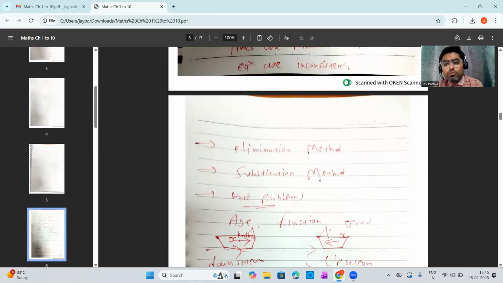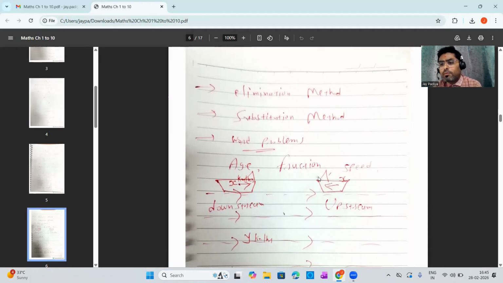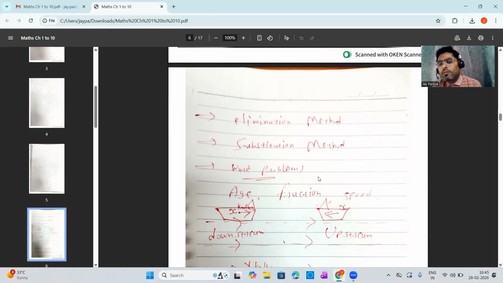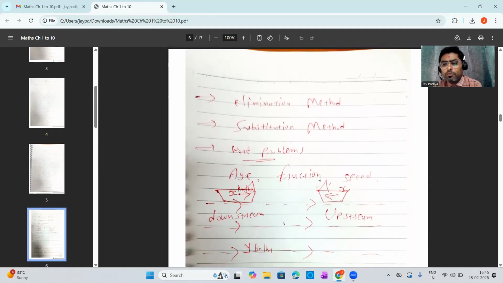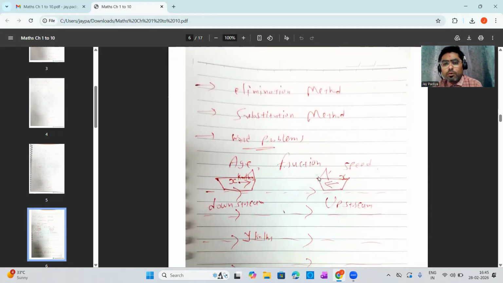Okay, so for Gujarat board you have only two methods: elimination method and substitution method. Okay, so guys, please practice at least five questions each for the elimination method as well as the substitution method from the textbook, and whichever kind of word problems you have. The cross multiplication method and Cramer's rule also exist, but they are omitted from your Gujarat board syllabus, as well as in the CBSE board.